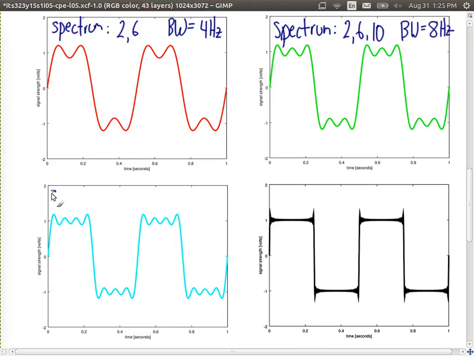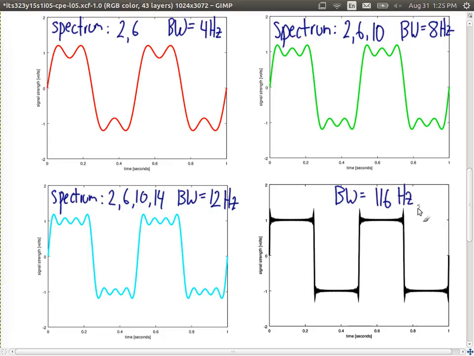The fourth one, spectrum. We had 2, 6, 10, and 14 hertz, giving us 12 hertz bandwidth. And the bandwidth of the black one, which had 30 components, I calculated before, we will not do it. Anyone, did they calculate it? I think some people did. 116 hertz. You can check that. You can write down all 30 components and you see it goes from 2 up to 118 hertz. There were 30 components. So we're increasing the bandwidth here.